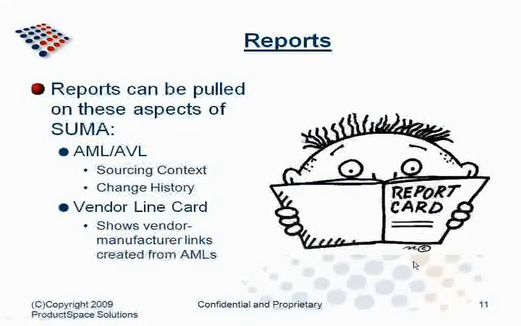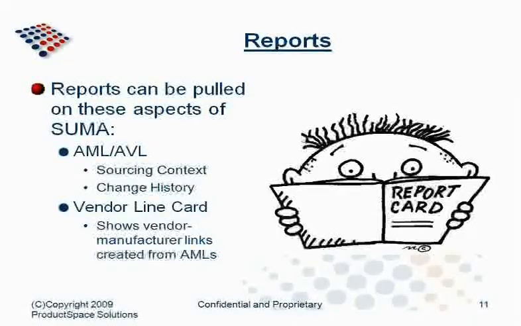Similar to other reports in the Windchill system, you can also pull reports on some SUMA aspects as well. Two of the major reports that you can pull are an AML AVL list for an OEM part. What this will show you is not only if the part itself is approved or preferred or not usable, but it'll also tell you the sourcing context of the supplier you chose, whether you do it geographically or in some other method. Also, the report will show you whenever an entry is added or modified or deleted in the AMLs and AVLs and which user in your system did that.